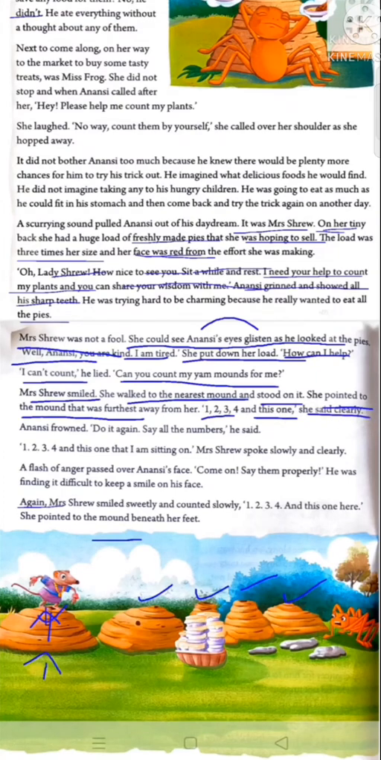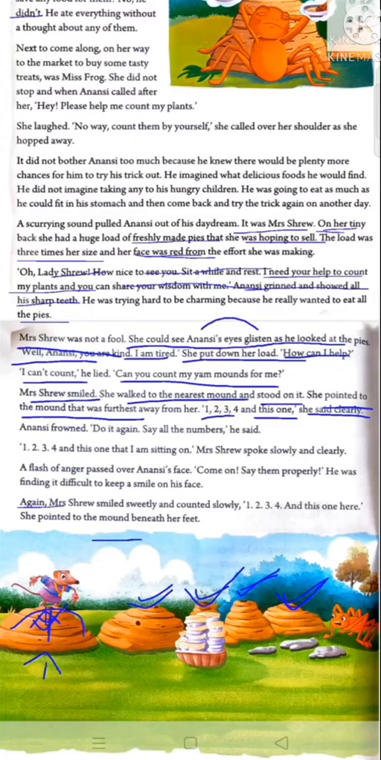So here we get to know that after Mrs. Ryu put on a smile on her face, she just went to the nearest mound which was near to her. She went there and stood on that particular mound, as you can see in the picture, and she pointed to the mound which was the furthest one and said, this is number 1, this is 2, this is 3, and this one is 4. And after pointing to the mound on which she was standing, she just said, this one. She did not pronounce the word 5.